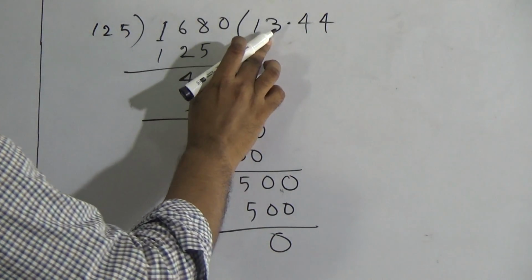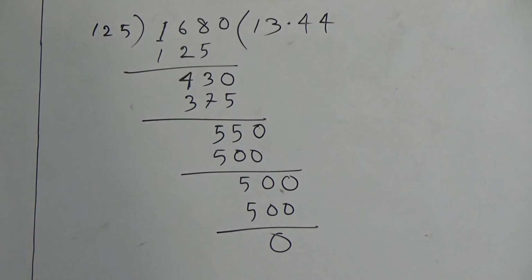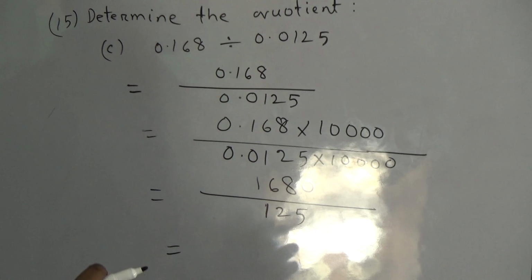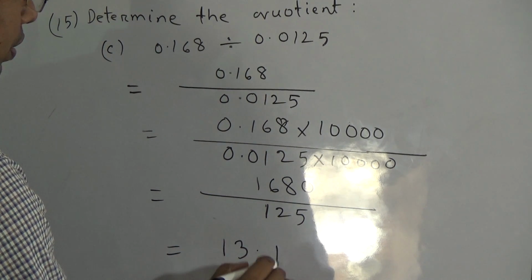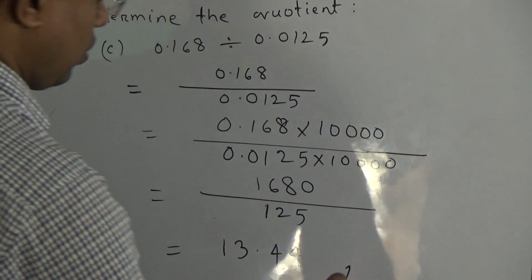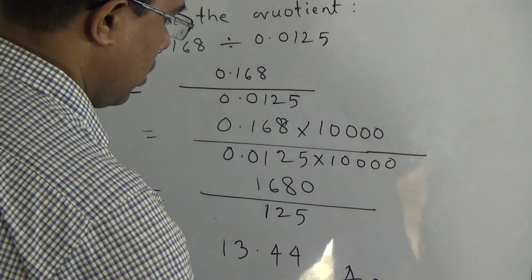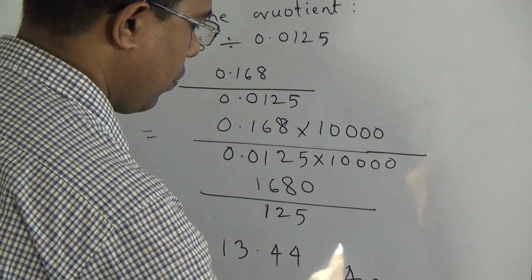That means here the quotient is 13.44. So if we divide 1680 by 125, then the quotient will be 13.44. 13.44, and it will be the answer.